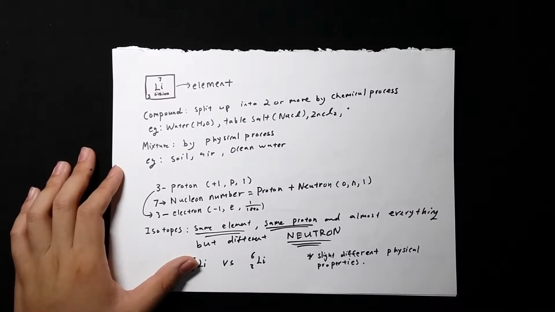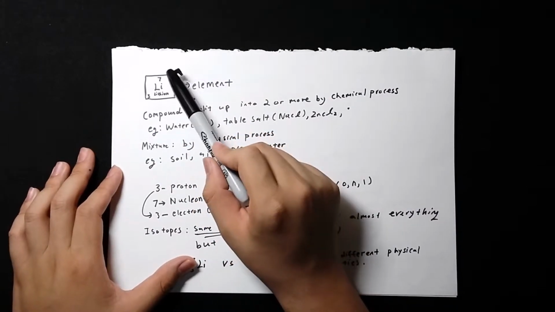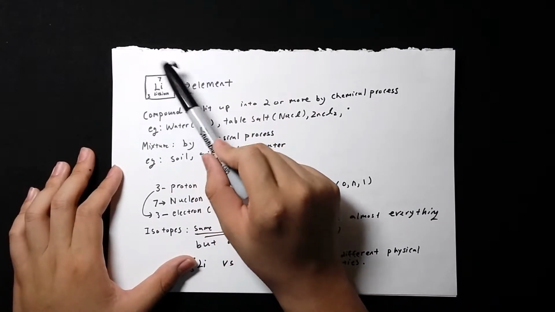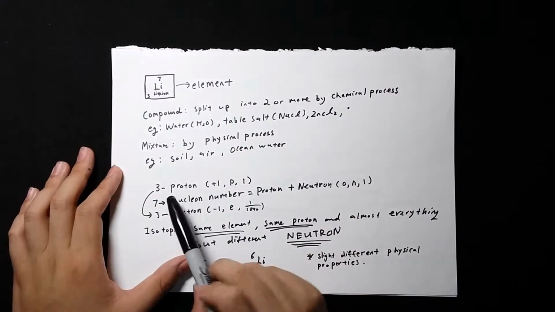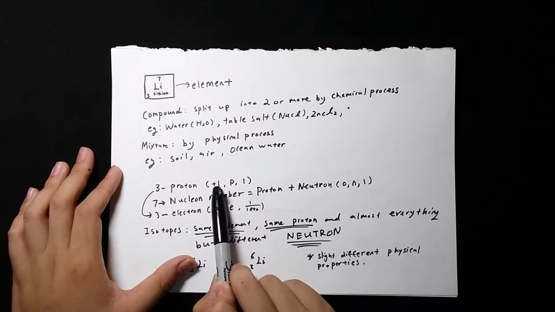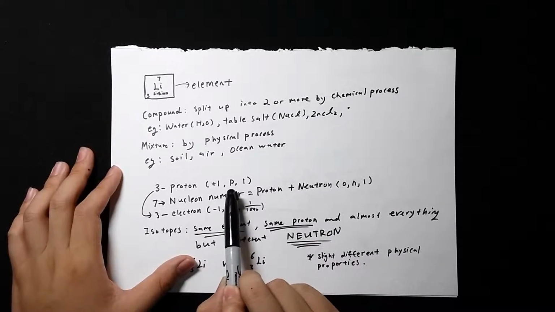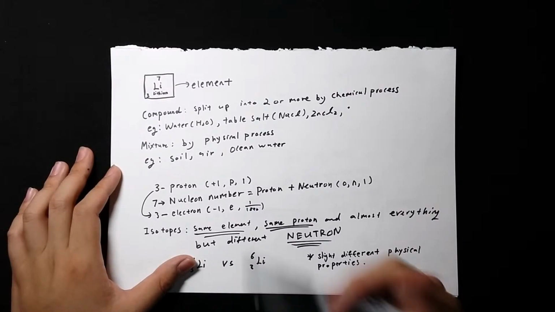This is what you usually find in your periodic table, with a number 7 on top and 3 at the bottom, with the element in the center. The 3 represents the proton number. A proton has a charge of plus, symbolized with a P, and it has a relative mass of 1. What does relative mass mean?